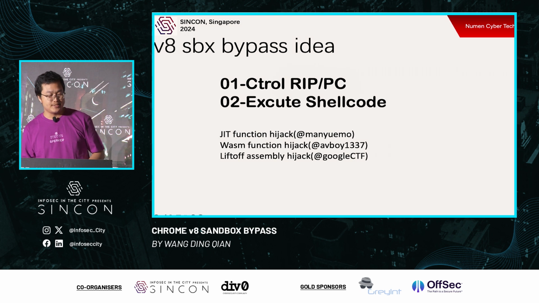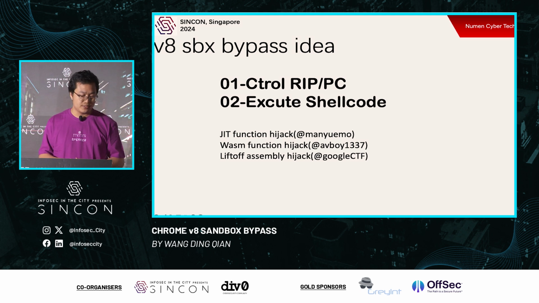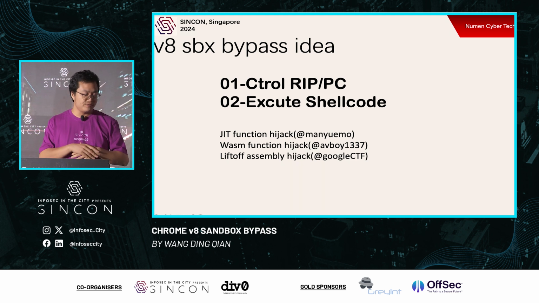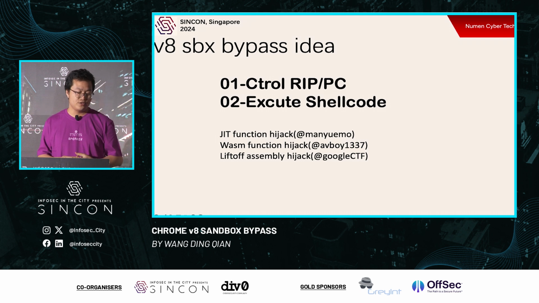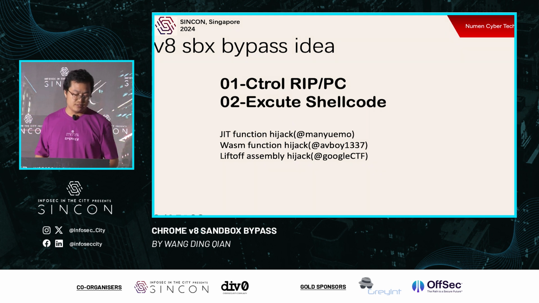Okay, so every time I talk about this, because this is the basic idea. If we want to bypass the V8 Sandbox, normally we have two steps. The first step is we control the RIP or the PC. In ARM we call it the PC, in x86 or x64 we call it RIP. And the second stage is we get access to shellcode.